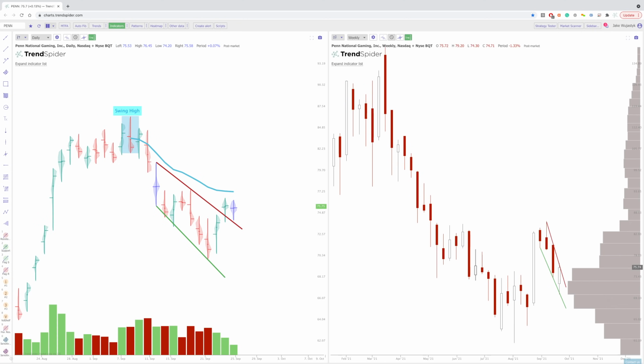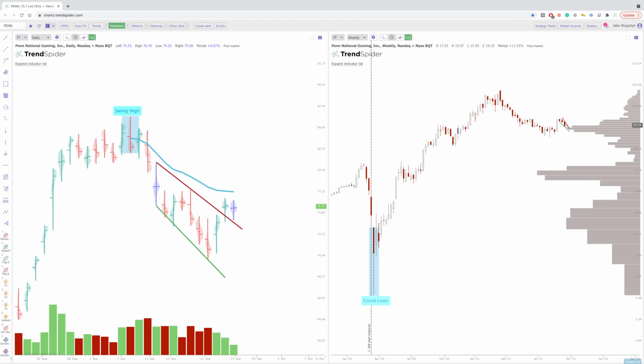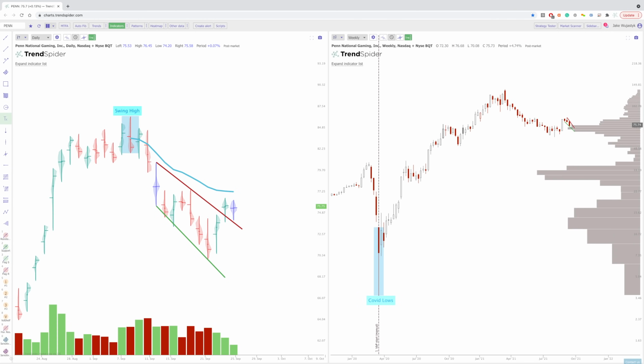But if you look at the weekly chart, if you anchor the volume by price from the COVID lows, you'll see here that we almost have this kind of cup and handle. So you got your kind of cup here, you've got your little bit of a handle forming right into this volume shelf.